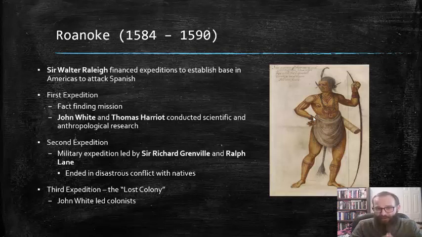Now, the third expedition was once again led by John White, and this was really a full attempt at establishing a permanent colony in the Americas.